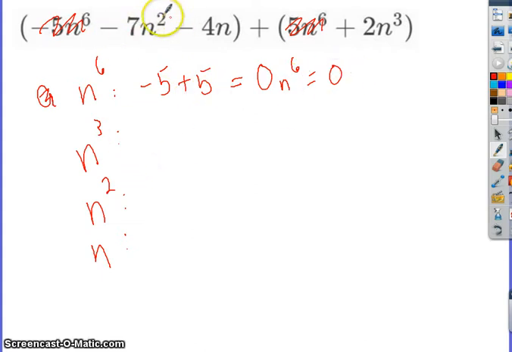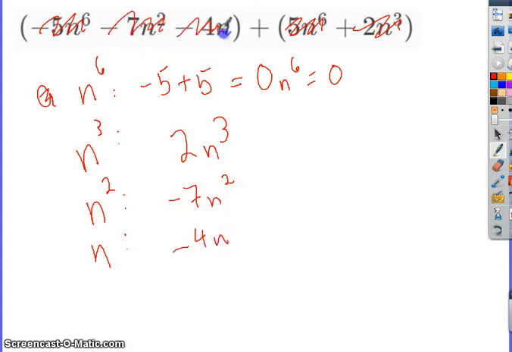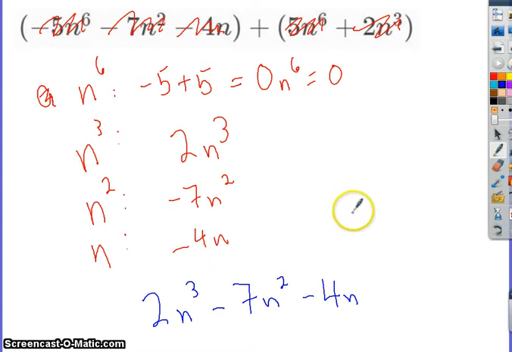And then n to the third, oops, I almost put that. N to the third is over here. There's 2 of them, and nothing else that I can add. And then the other 2 terms are by themselves as well: negative 7 n to the seconds and negative 4 n's. All right, so altogether, I'm not going to write the n to the 6's, so they cancel. The final answer is 2n to the thirds minus 7n to the seconds minus 4 n's. And pause here if you're taking notes.